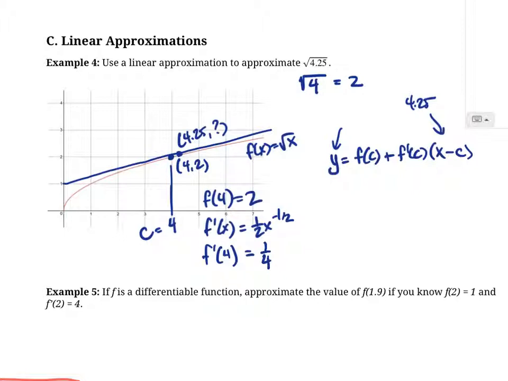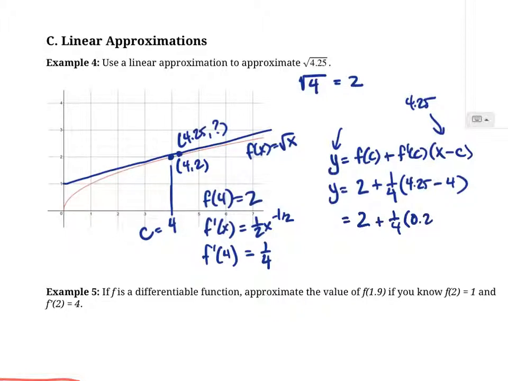So we can just plug these things into the equation in order to do this. So y equals f of c is just going to be 2 plus f prime of c is 1/4, and x minus c. So x is our 4.25 value minus our c value of 4. Just the difference between the x value that we know and the x value we're looking for, right? So if we wanted to simplify this, 2 plus 1/4, I'm just doing this without a calculator too. You can see that it's not going to be too bad.